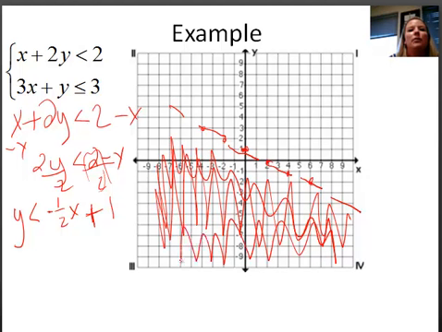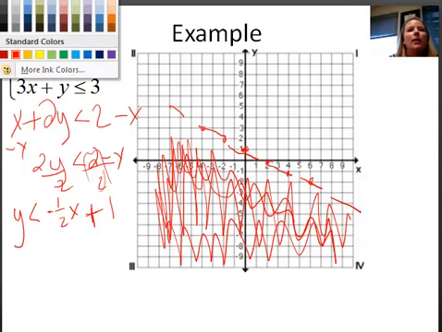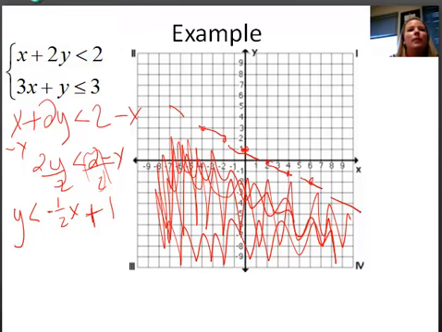When we do this in class tomorrow, you can use 2 different colors. So I'm going to use 2 different colors. So let's change the color of my pen. We'll use blue. So that's the first equation, this one. Let's do the second equation.